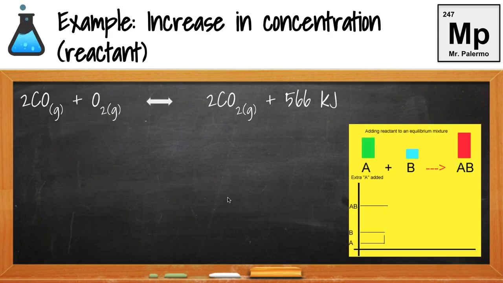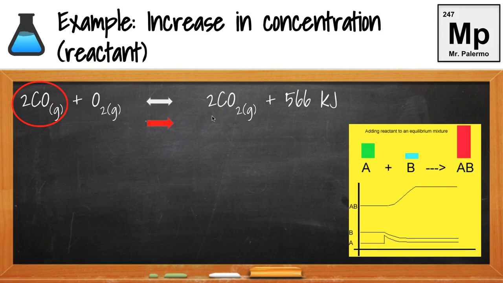So let's look at our first example. We're going to increase the concentration of one of our reactants. Reactants are on the left-hand side, so we're going to increase CO. When we add more CO, in order to reestablish equilibrium, think about what we did in class in terms of that ratio that has to be maintained for equilibrium. In order to reestablish that ratio, we have to shift equilibrium to the other side. So when we add to one side, it's going to shift away to the other side.